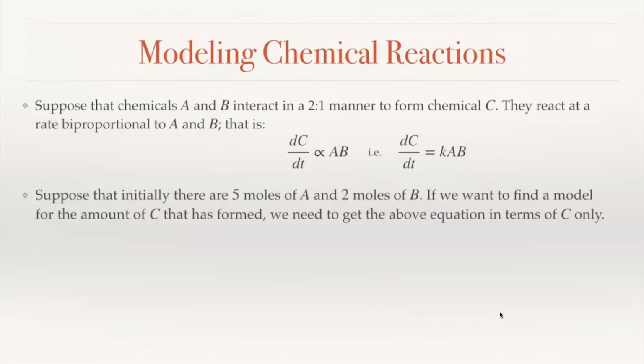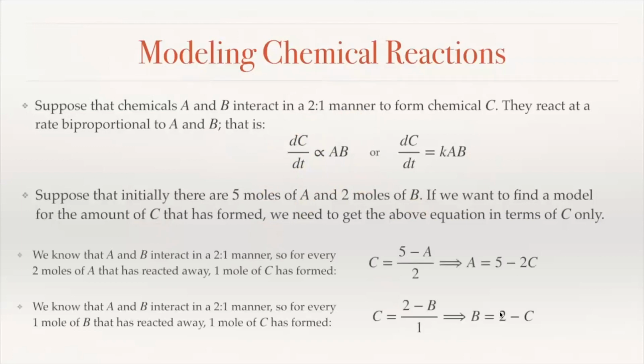So first, if we want to find a model for the amount of C that has formed as a function of time, we need to get this equation in terms of C only. How can we do that? Well, we know that A and B interact in a 2-to-1 manner, so that means that for every 2 moles of A that has reacted away, 1 mole of C has formed. So the amount of C that has formed is 5 minus the amount of A left. Initially, there were 5 moles of A, so 5 minus A is the amount of A that has reacted.